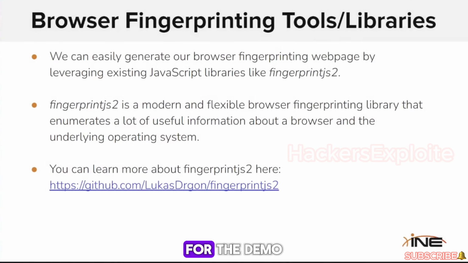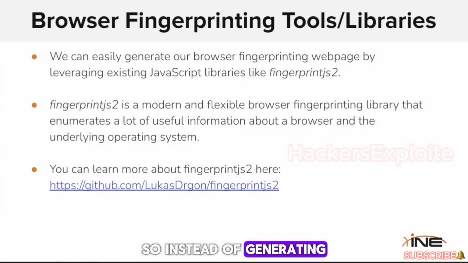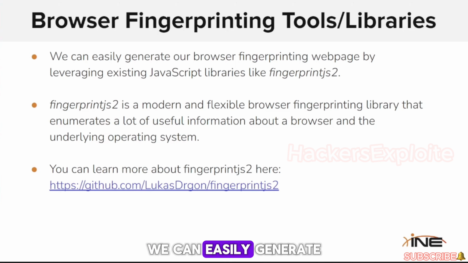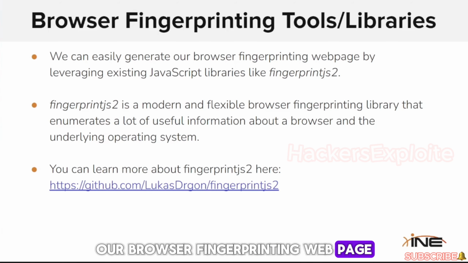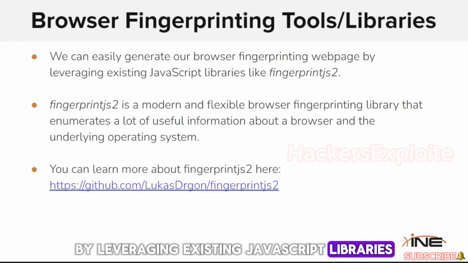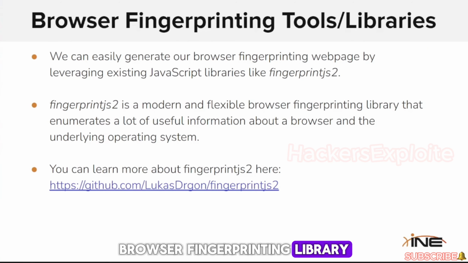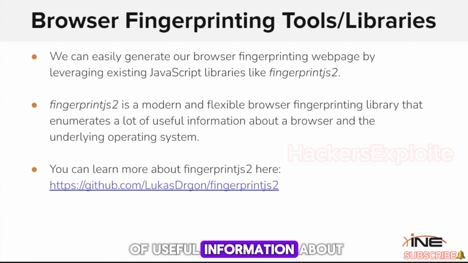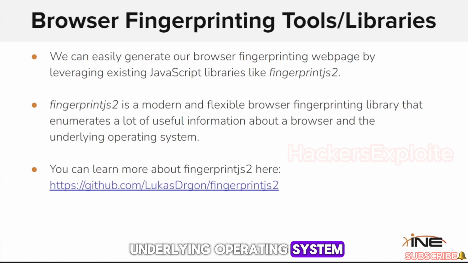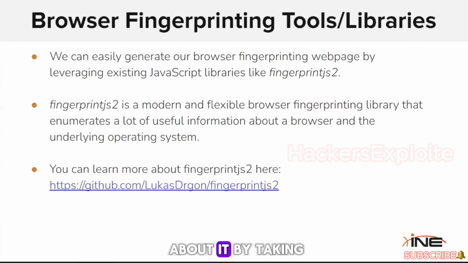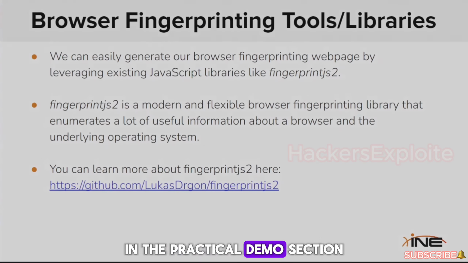Now, for the demo, I'll be utilizing the following tools or libraries. Instead of generating our own JavaScript code, we can easily generate our browser fingerprinting web page by leveraging existing JavaScript libraries like Fingerprint.js2. Okay, and Fingerprint.js2 is really awesome. I use it quite a bit. It's a modern and flexible browser fingerprinting library that enumerates a lot of useful information about the browser and the underlying operating system. You can actually learn more about it by taking a look at the GitHub repo here. And that's exactly what we're going to be doing in the practical demo section.